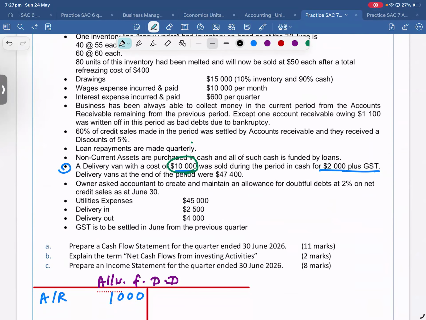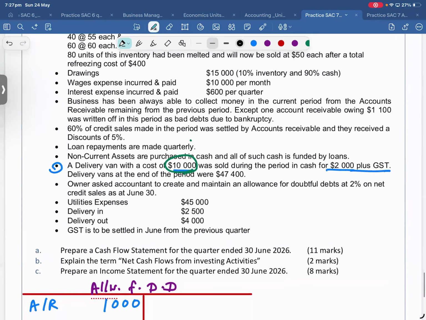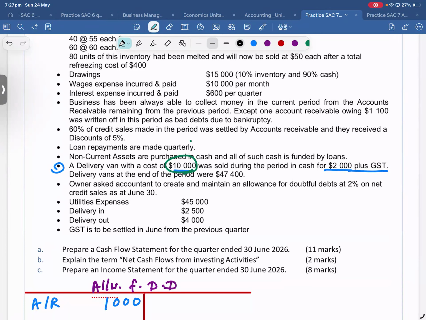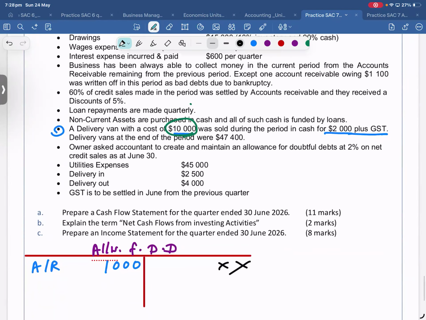Owner asked the accountant to create and maintain an allowance for doubtful debt, 2% on net credit sales. This is the interesting thing. What is the difference that we are coming across here compared to what we used to do before? We start from fresh. We don't have an opening balance, it's 0. But still they are saying to open up an allowance for doubtful debt and maintain it at 2%.